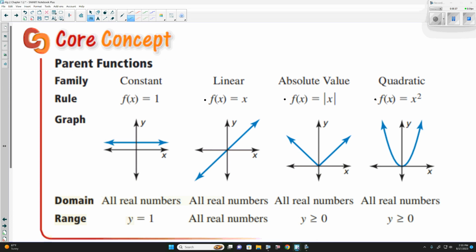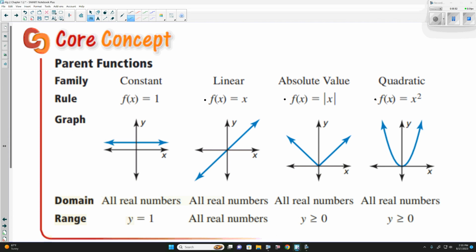So any of the transformations, any of our other functions are really taking one of these three here for linear, quadratic, and absolute value and making adjustments or transformations to them. And we're applying transformations to them in one way, shape, or form.